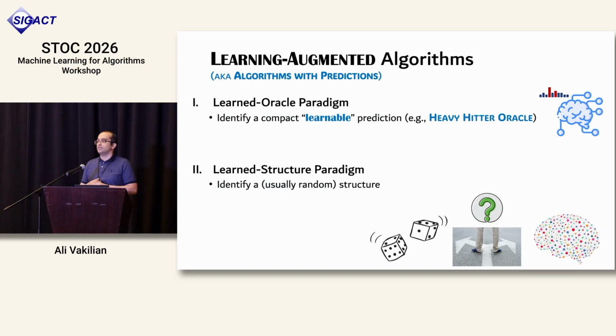So that's one paradigm, but the second one is to learn some structure in the algorithm itself, and basically use machine learning in that sense. That means trying to replace some of the randomness in the algorithms with machine learning. So replace the random bits with learned bits.